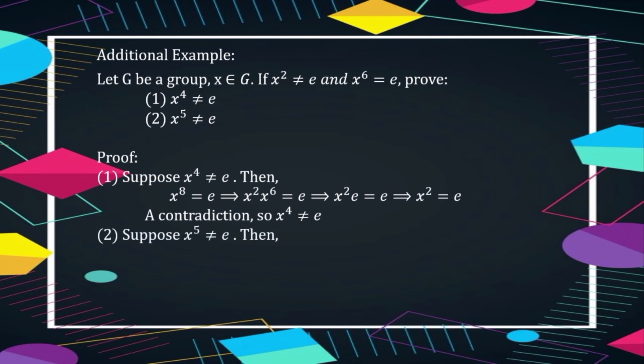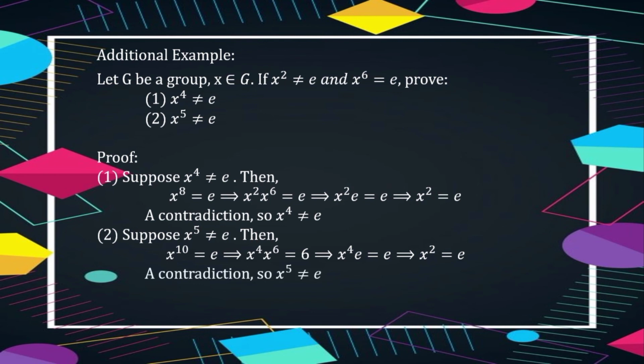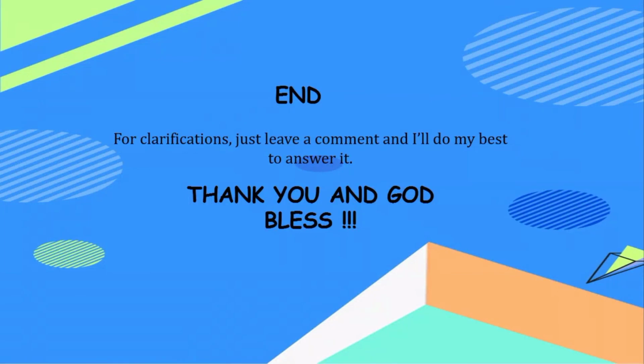Then number 2. Suppose X raised to 5 is equal to E, then X raised to 10 is equal to E and implies X raised to 4 times X raised to 6 is equal to E and implies X raised to 4 times E is E and implies X squared is equal to E. So another contradiction. So X raised to 5 is not equal to E. Therefore, the order of the group X is 3 and the order of the group X is 6.